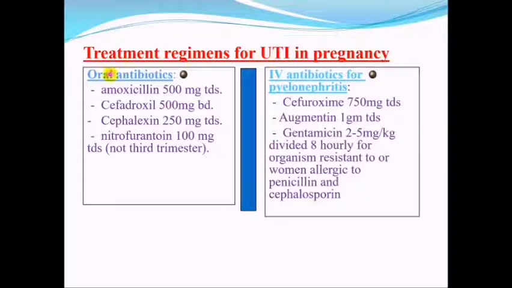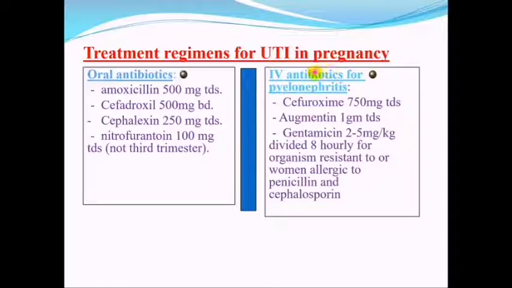If the patient is kept on oral antibiotic, as in case of asymptomatic bacteriuria or acute cystitis, then we can use amoxicillin in a dose of 500 milligram 3 times daily, or cefadroxil 500 milligram twice daily, or cephalexin 250 milligram 3 times daily. Nitrofurantoin can be given in a dose of 100 milligram 3 times daily, but should not be used in the 3rd trimester.